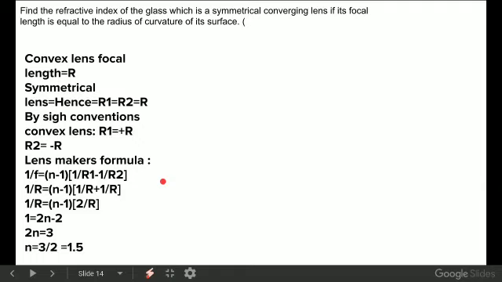Again here, the solution of this problem is very simple. We have applied the lens maker's formula. Here the two radii of curvature are equal and they are also equal to the focal length. So in place of focal length I have written radius of curvature, and for a converging lens, convex lens, just now I told you that R1 should be taken positive and R2 should be taken negative. Remember that.